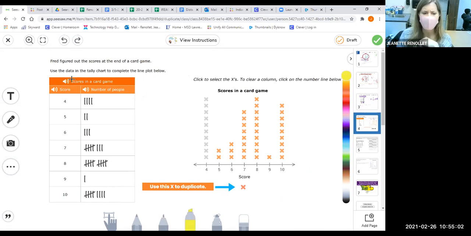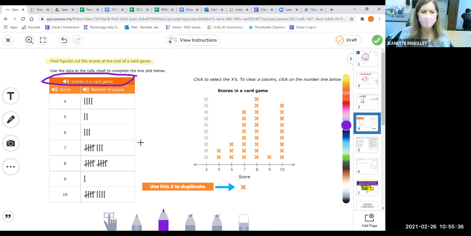Okay, I see some information at the top. It says Fred figured out the scores at the end of a card game. In your mind, you're thinking about a card game and people counting score. It says use the data in the tally chart to complete the line plot below. All right, let's look at the title of the frequency chart. Scores in a card game.